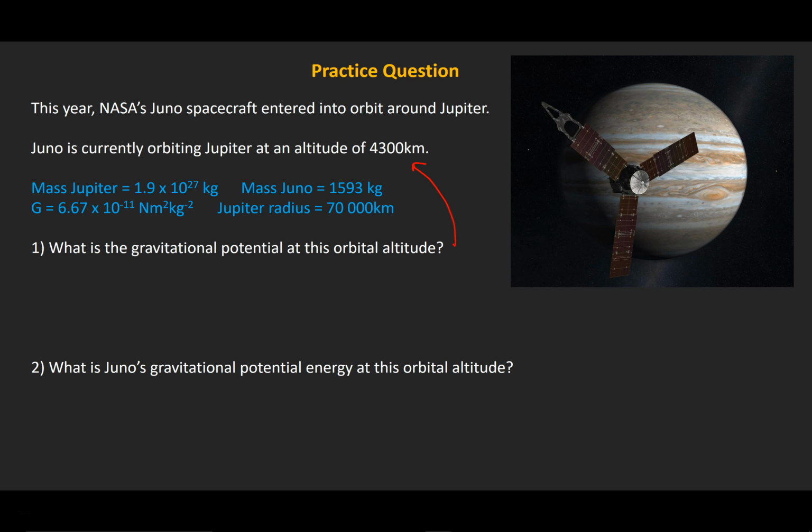Well, we know that we're going to be using the equation V is minus GM over r. And of course, as before, we're measuring the radius to the centre of the planet, so our r is going to be the radius plus the altitude, which equals 70,000, and it's kilometres, so times 10 to the 3, plus 4,300 times 10 to the 3. And that gives us a radius of 7.43 times 10 to the 7 metres.